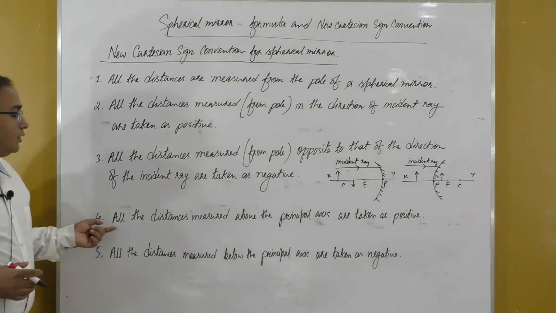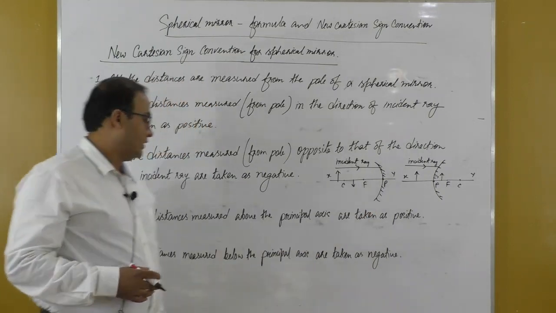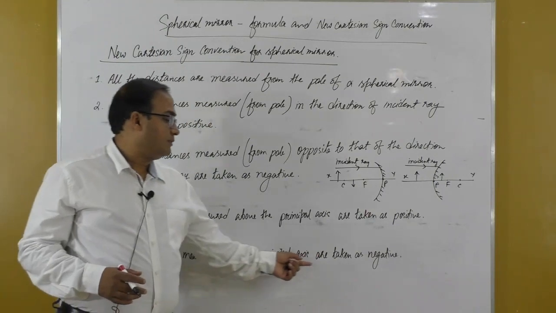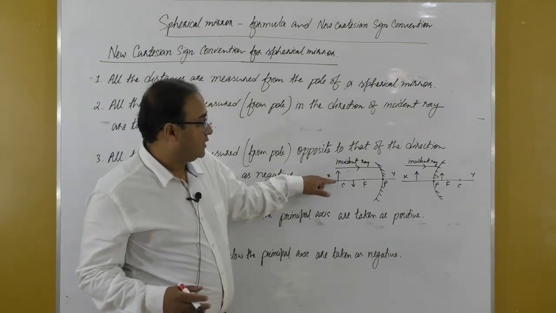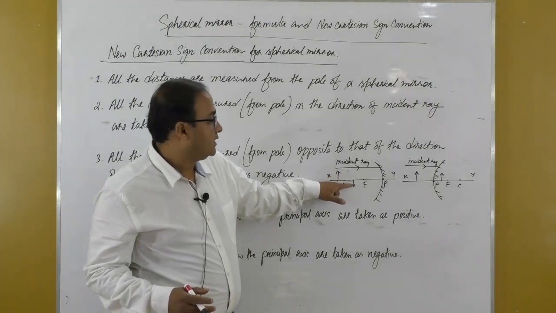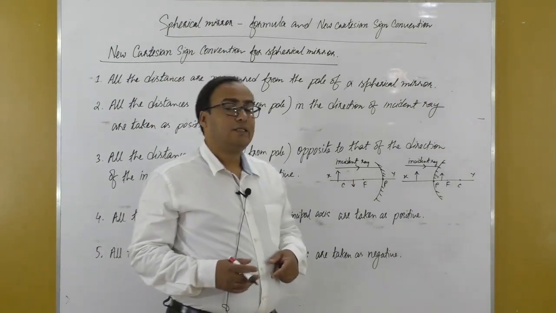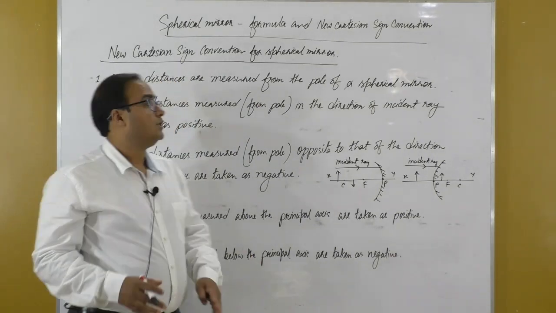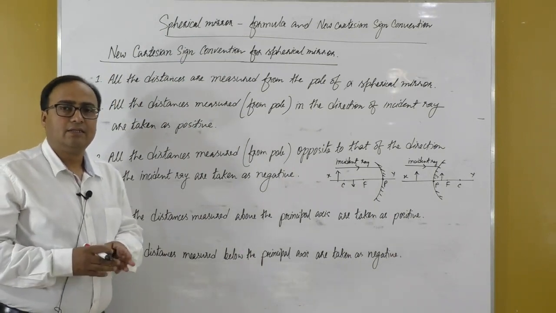Point number 4, all the distances measured above the principal axis are taken as positive. Point 5, all the distances measured below the principal axis are taken as negative. So here this object, the height of the object above the principal axis, is positive. This image, the height of the image below the principal axis, will be taken as negative. So I advise you, first note down these points and then we will discuss these points in detail.